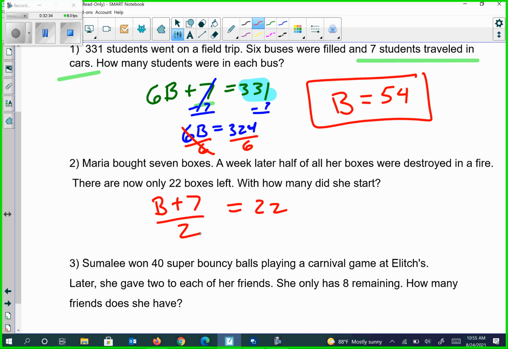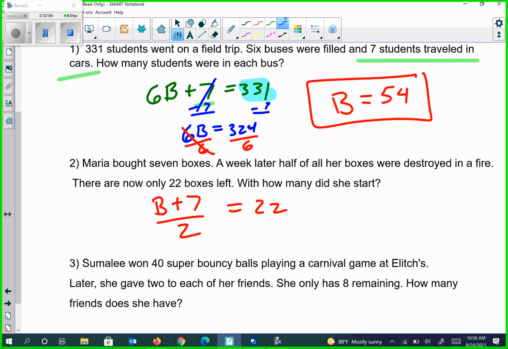So you have to add. So you have to figure out how many she had before she bought the 7. Boxes plus 7, boxes that were in the room, 7 more came, half are gone, divide by 2. And there's 22 left. 22 plus 7 equals 29.